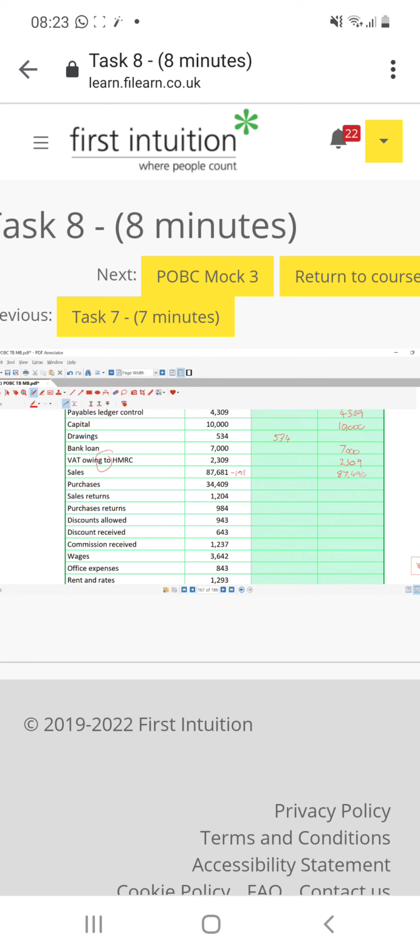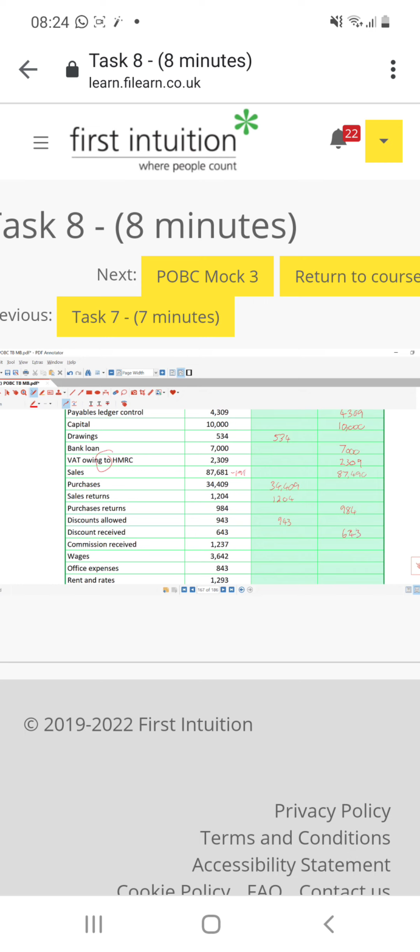The purchases, no change here, is an expense, so it would be 34,409. Sales return, so if sales, as we know, is a credit, as it's a type of income, any sales return will be a debit, as it reduces that income. If purchases are a debit, as it's a type of expense, purchase returns will be a credit, so that 984 will come in here. Our discounts allowed is always an expense, so will be a debit, whereas our discounts received is always a type of income, so that 643 will come just in here.